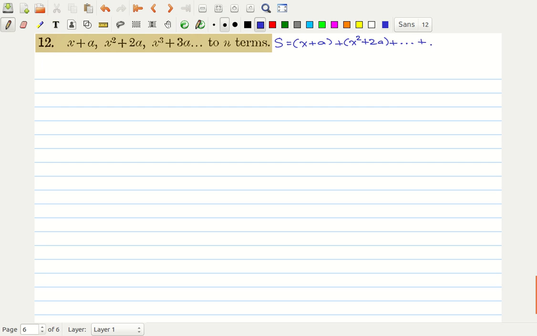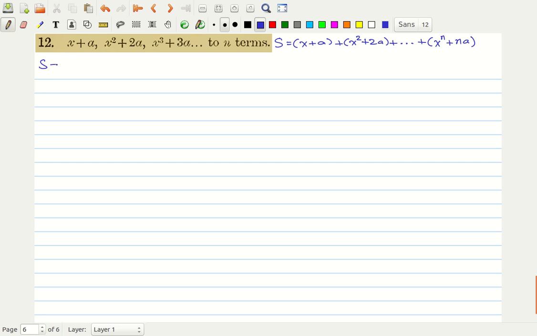What is the nth term going to be? We can see that the first term is x, second term is x square, third term is x cube. So the nth term is going to be x to the power n, plus the first term is a, 2a, 3a. So the nth term is going to be na. So we have to find the sum of this series.